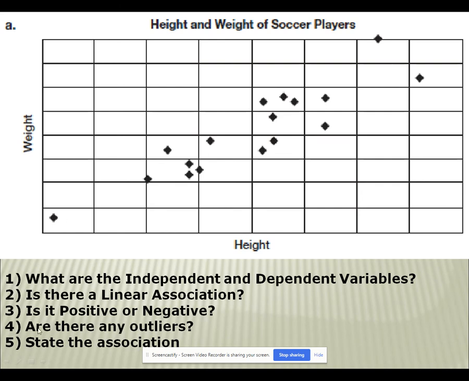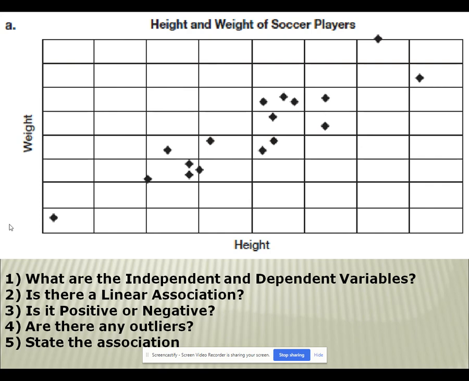Then number four, are there any outliers? So if you look at it, is there any outliers? Are there any points way off away from the other ones? And then number five, you have to state the association. Remember, that always is the same thing. You would type, as the height increases, the weight blank. That's the thing you have to figure out. What goes in that blank? As the height's increasing, the weight is blank. What's the weight doing? All right, so there's your first one. You can pause it, answer these 5 questions, put it in the Google Doc, question A.